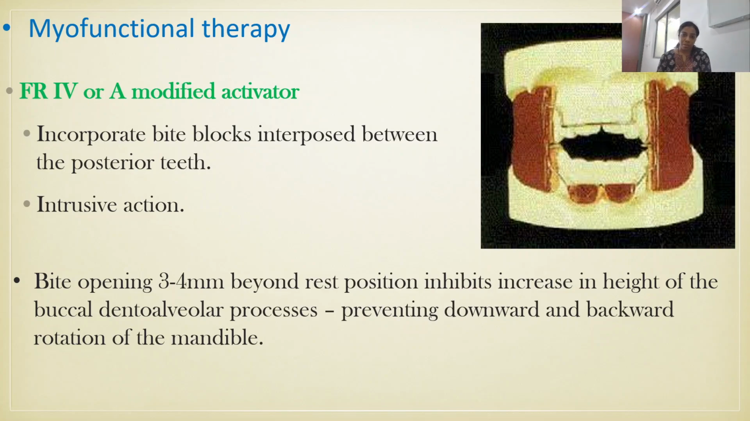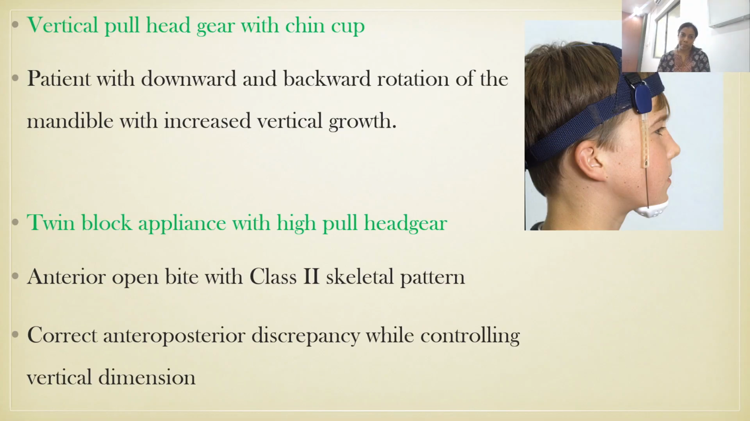Then coming to myofunctional therapy, like Frankel 4 or a modified activator incorporating bite blocks interposed between the posteriors, which has an intrusive action on the posteriors and helps in the closure of open bite. Bite opening beyond 3 to 4 millimeters, that is beyond the rest position, inhibits the increase in height of the buccal dentoalveolar process, preventing the downward and backward rotation of the mandible.